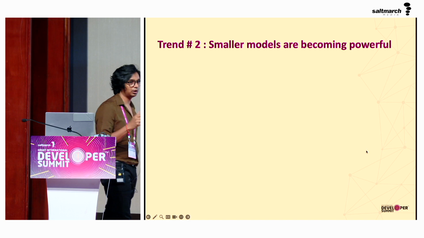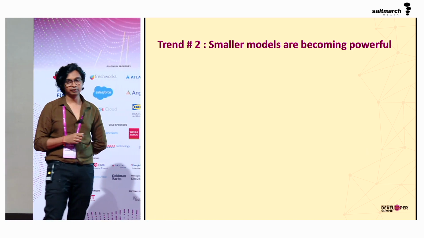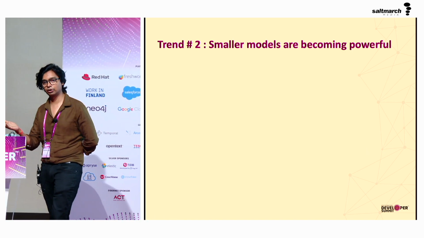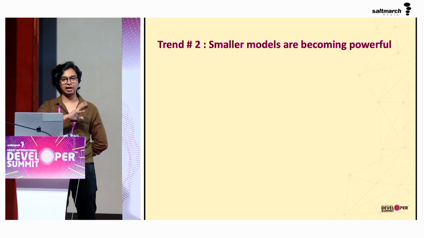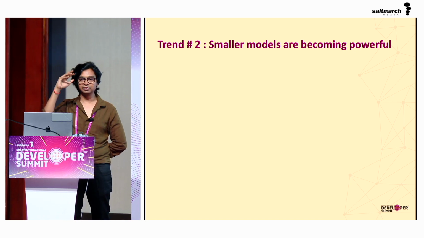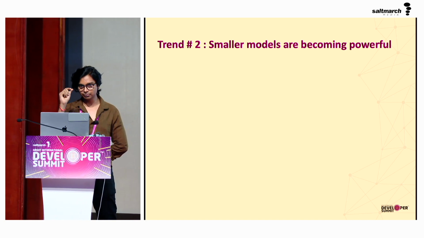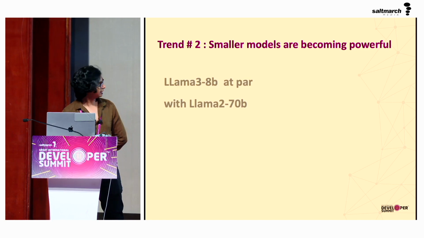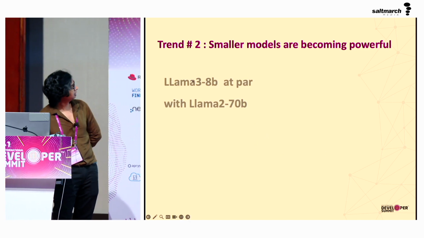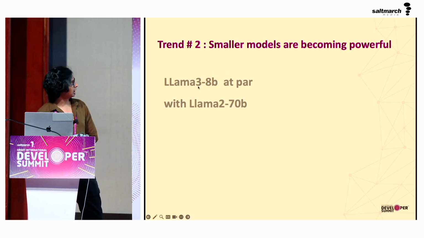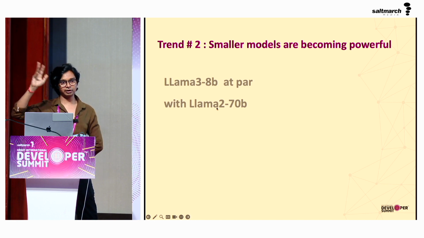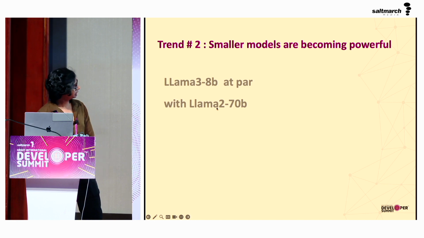While we are talking about large language models, the world is moving towards small language models also, right? Instead of having a massive 10 billion, 70 billion model, can you have a very small footprint of the model? For example, the latest one that came last week, the Llama 3 8 billion model, is almost at par with the previous model, which used to run on a bunch of GPUs, the 70 billion model.